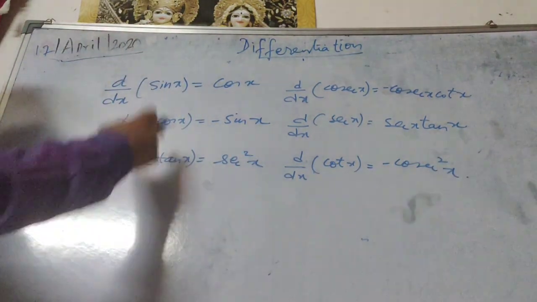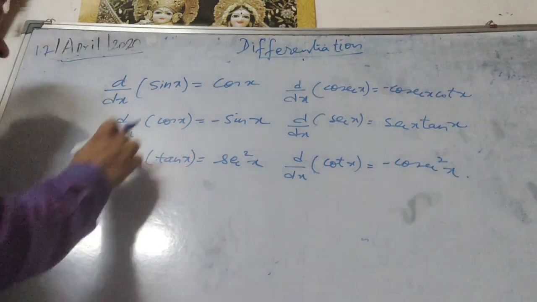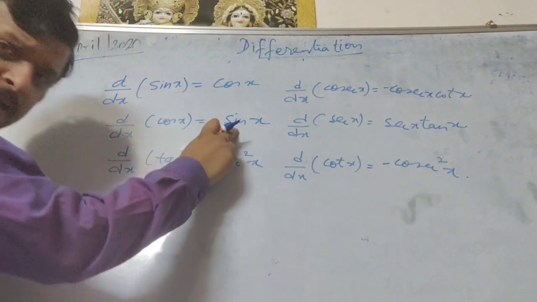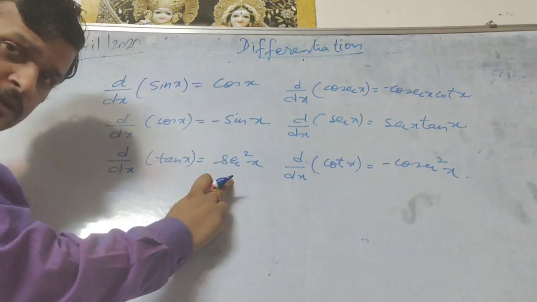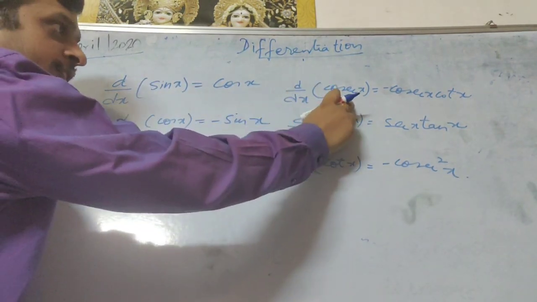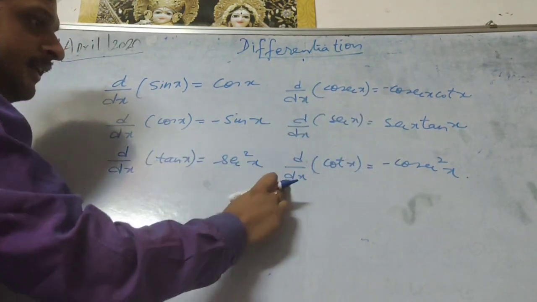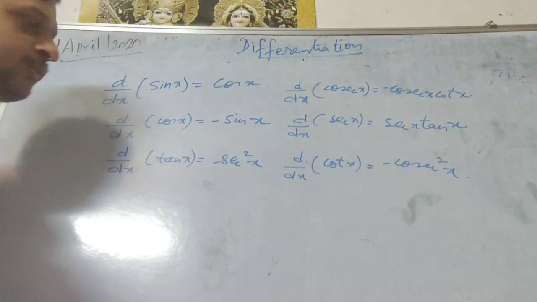These are the fundamental trigonometric functions. So differentiation of sin x will be cos x, differentiation of cos x is minus sin x, differentiation of tan x is secant square x, and differentiation of cosecant x is minus cosecant x cot x, differentiation of secant x is secant x tan x, and d by dx of cot x is minus cosecant square x.